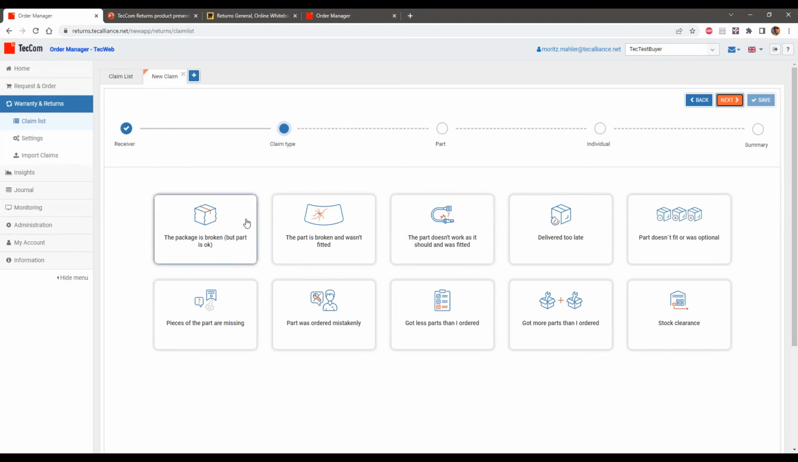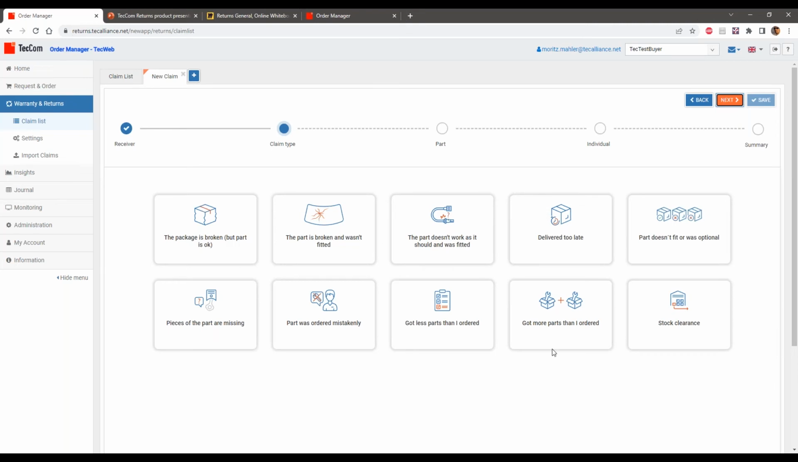So therefore, we have here package broken, part is broken and didn't fit, and was fitted, delivered too late. I think you see directly which of these are warranties, and for example, we have some which are returns. With 4.0, we got also a new thing. This is the stock clearance. This is absolutely brand new. If you want to have more information about this, I will not show anything here today, but if you want to know anything about this, please get in contact with us because it's an absolutely interesting and really amazing possibility.